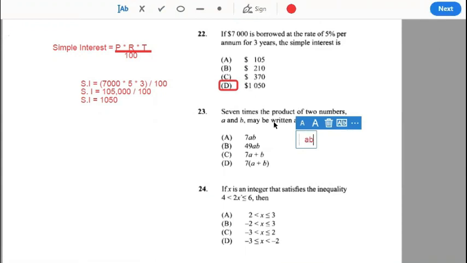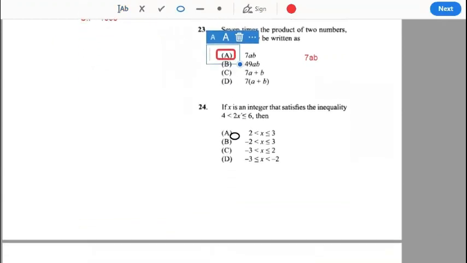So I already have 7 times the product of the numbers that you already see, which are A and B. And that is our answer. It's just simply writing it out and putting it all together.